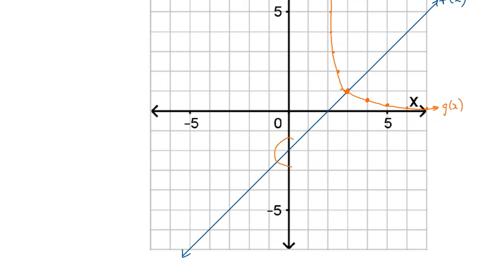Here's f at -2. What's the reciprocal of -2? -1/2. -3 is -1/3. -4 is -1/4. -5, -1/5, and so on. What's the reciprocal of -1?